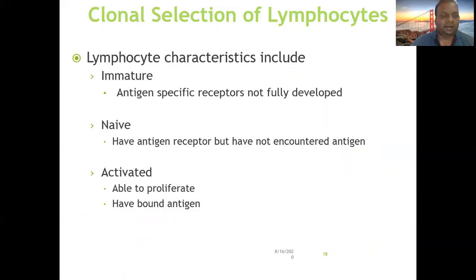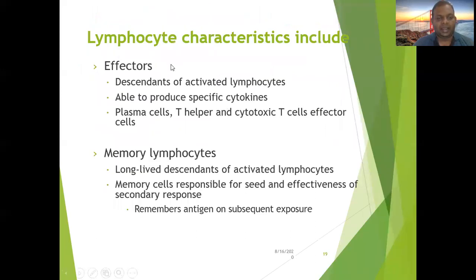Lymphocyte characteristics include: initially they are immature, and antigen-specific receptors are not yet formed. Naive cells have antigen receptors but have not encountered antigens. Activated cells are able to proliferate and have bound antigen. Effectors are descendants of activated lymphocytes, so they are termed effector cells, able to produce specific cytokines. Plasma cells, T helper and cytotoxic T cells are effector cells.